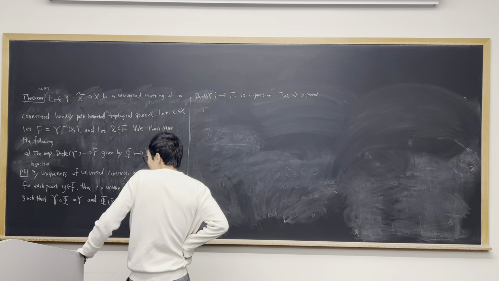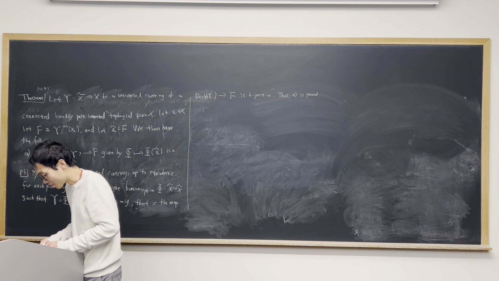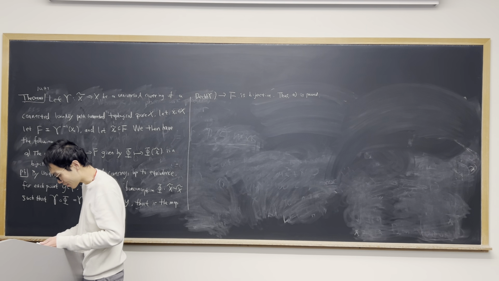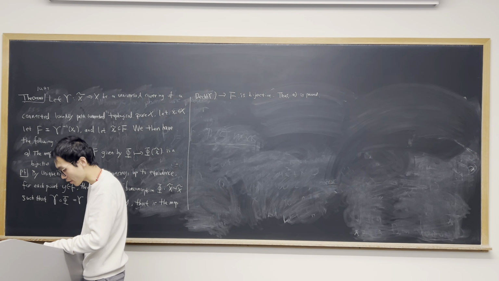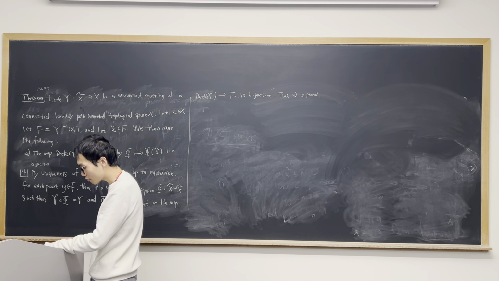Okay, so I think maybe I should state the definition. Let's see. The deck transformation of a covering space gamma from x hat to x is a homeomorphism phi from x hat to x hat such that gamma composed with phi is equal to gamma.